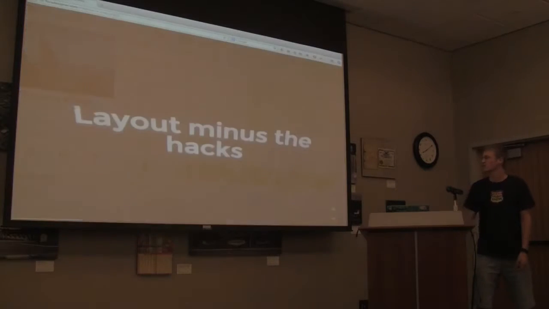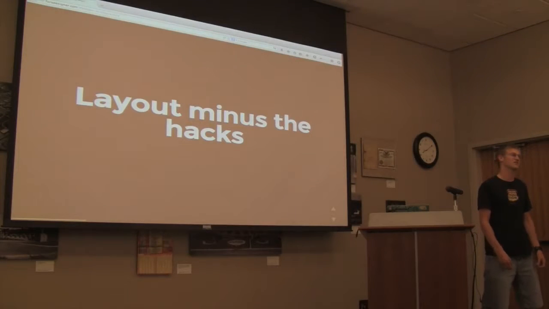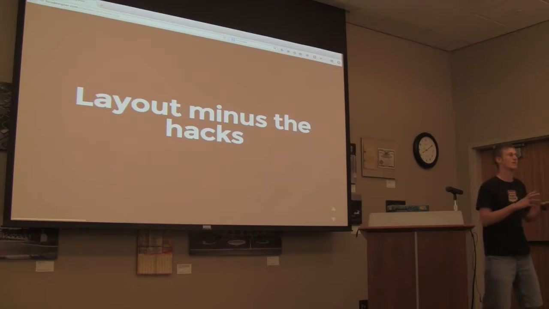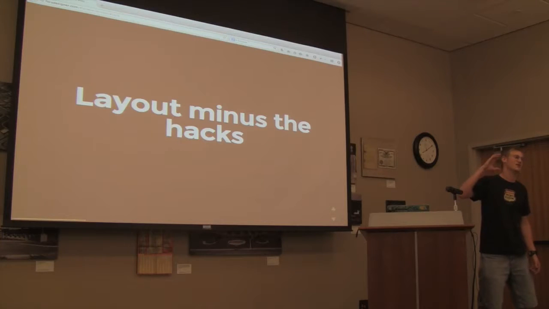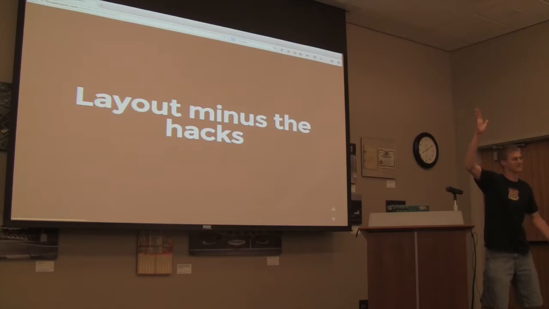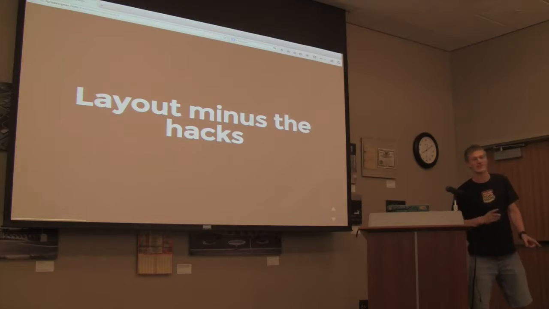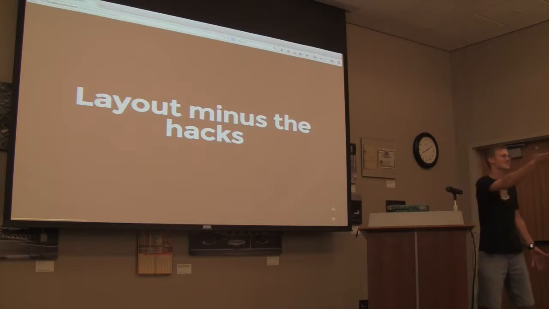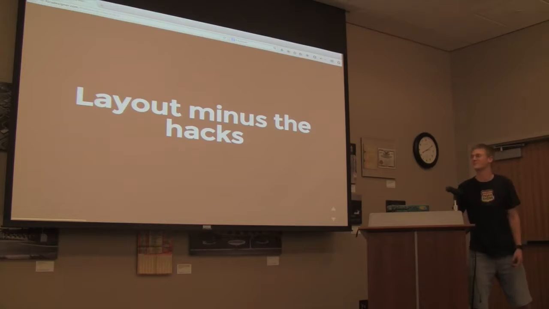With that, Flexbox. Flexbox is layout minus the hacks. It's layout for the web with actually some thought put behind it. I want to kind of get an idea of who I'm talking to. So how many people here have used CSS? Okay, that's good. I was hoping for that. Second question, who here enjoys using CSS? Okay, so that's Sass. Yes. Yeah, Sass rocks.